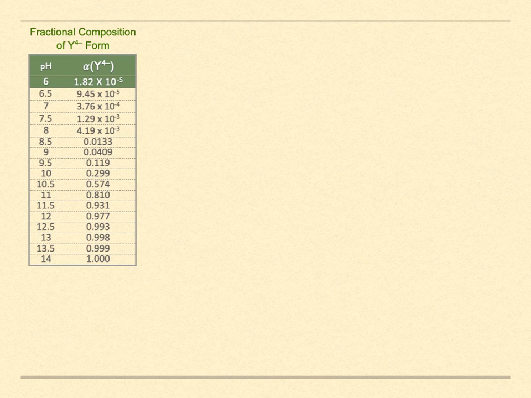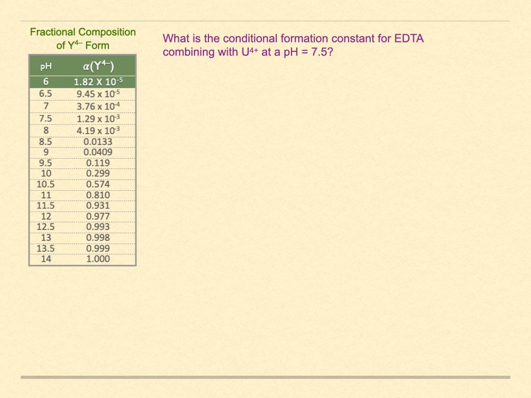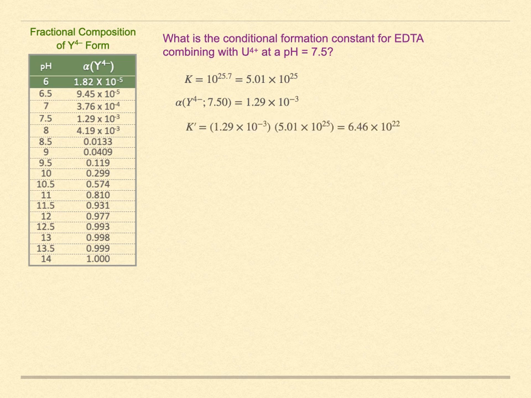Now, a couple of examples. What is the conditional formation constant for EDTA combined with the uranium 4+ ion at a pH of 7.5? From the tables, the log of the formation constant is 25.7. The formation constant is therefore 5.01 times 10 to the 25. From the table, the fractional composition of Y4- at a pH of 7.5 is 1.29 times 10 to the minus 3. Therefore, the conditional formation constant is the product of those two terms, 6.46 times 10 to the 22.